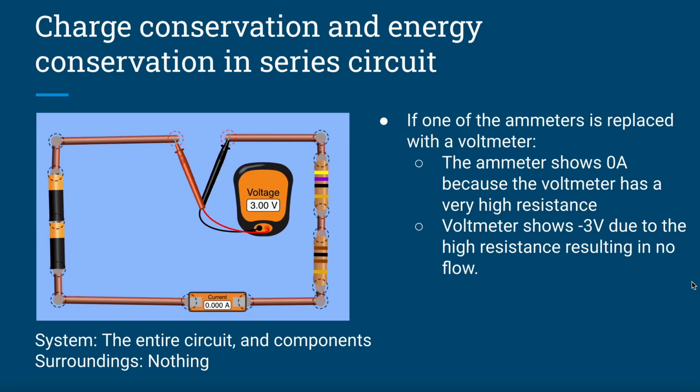Now, if we remove one of the ammeters and replace it with a voltmeter, the ammeter will show 0 amps because the voltmeter has a very high resistance, and the voltmeter will show negative 3 volts due to a very high resistance resulting in zero flow.